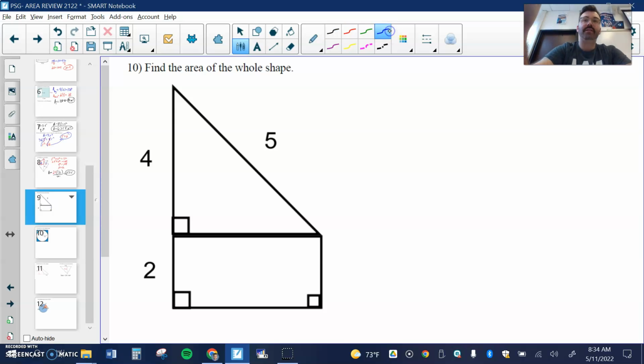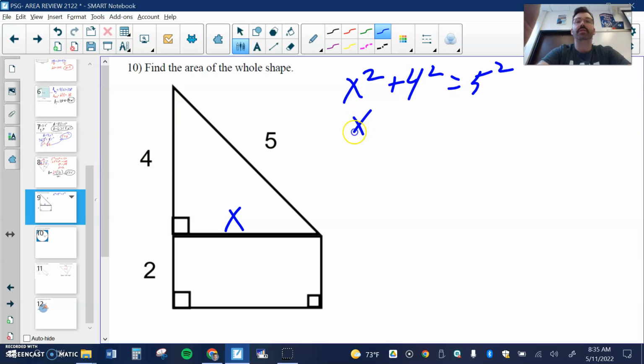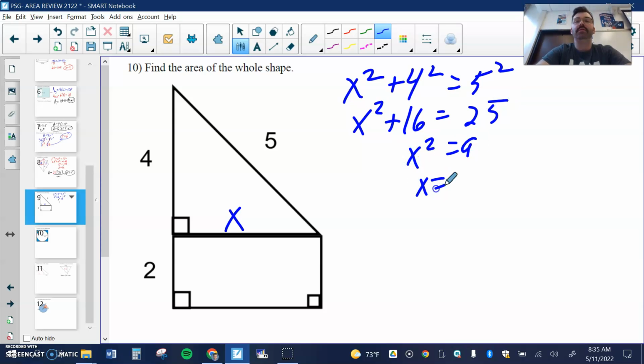All right. Find the area of the whole shape. To find the area of the triangle, I need the base and the height. So I need to find this base here. Some of you may know the triple 3, 4, 5. If not, I can do the work. Just recognize that 5 is the c since it's across from the right angle. So I got 3.